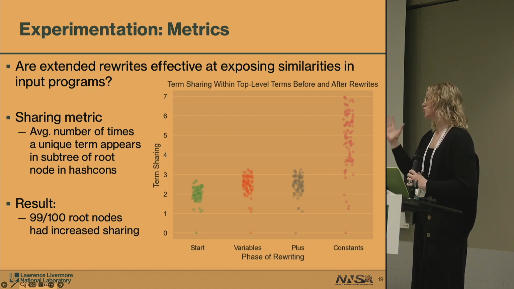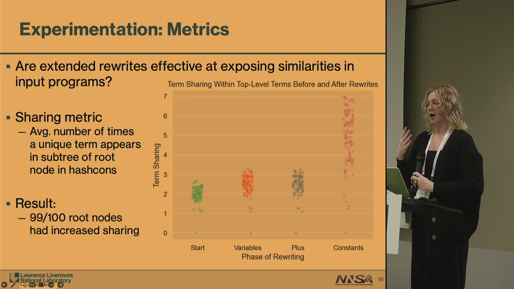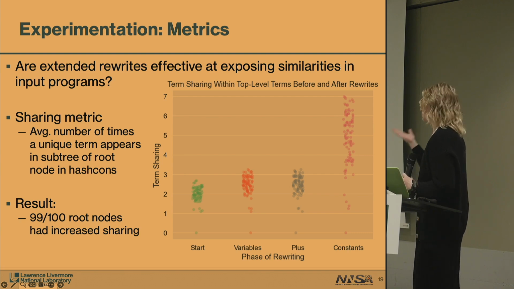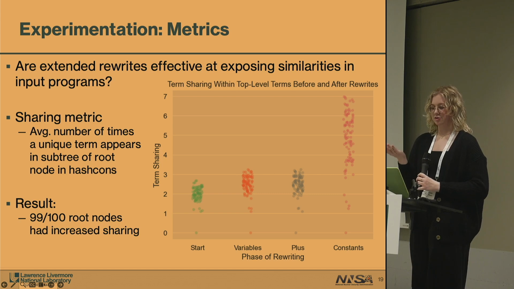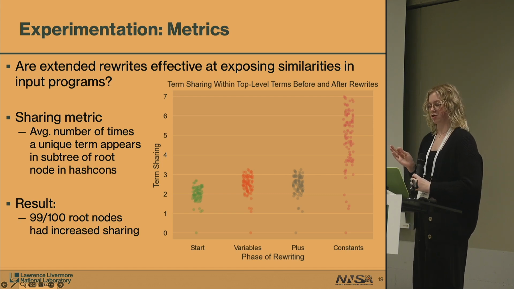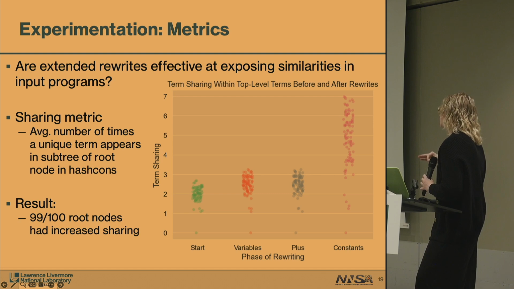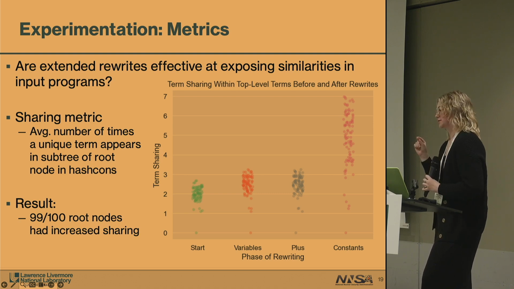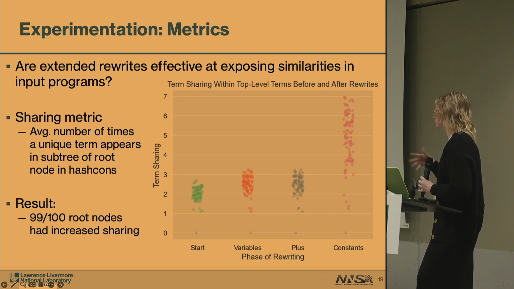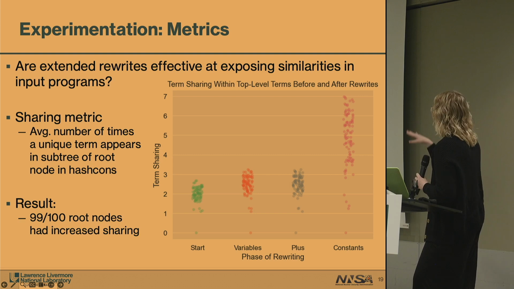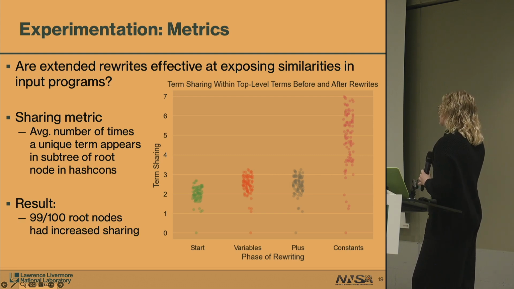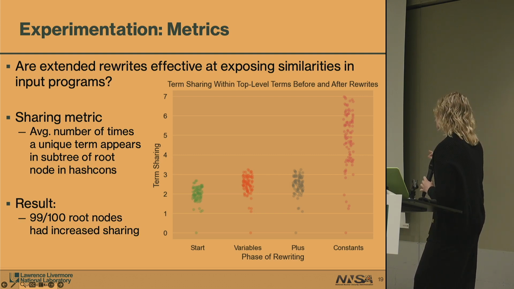If you can't look at it and see how the sharing has changed over time, then this metric is helpful. The metric just corresponds to the average number of times that a unique term appears in the subtree of a root node in the hash cons. Each root node in the hash cons does stand for a different input file, unless you, for some reason, have identical input files in your input. I wouldn't recommend that. But here we plotted that sharing metric for every single root node in the hash cons.